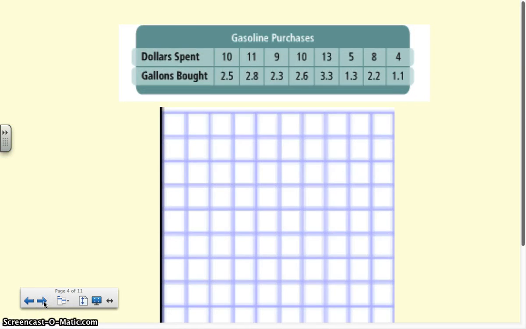Next slide. We're going to plot some scatter plots, and then we're going to determine, is it a positive correlation, a negative correlation, or no correlation.